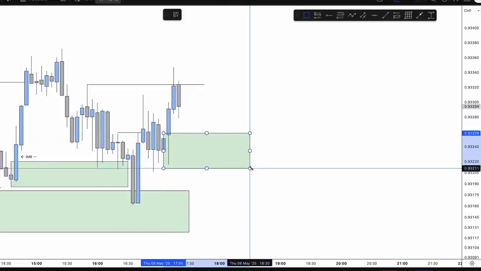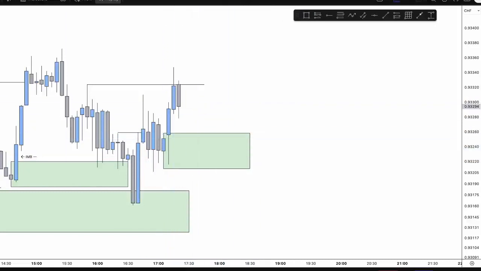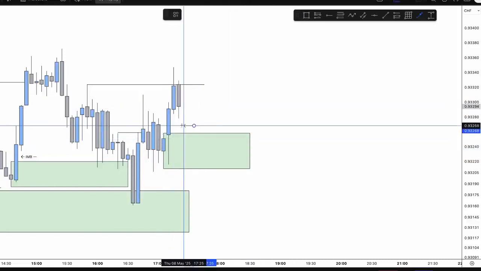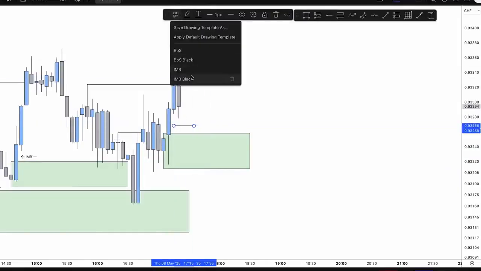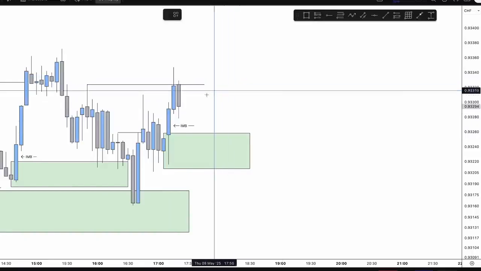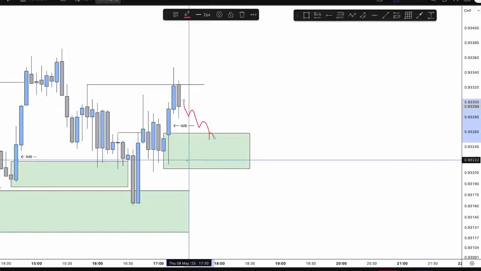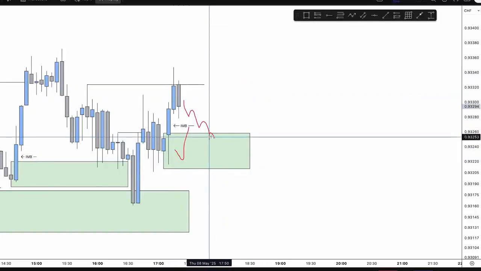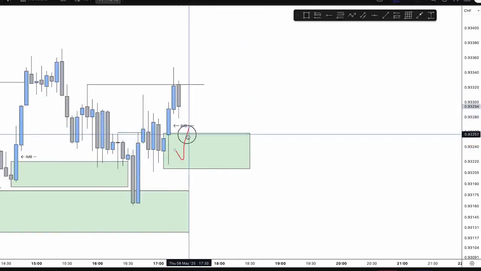I mean, this one here, we do have this little wick that pushes out of it, but what do we still have? This is very important to me. We still have a clear imbalance, okay? And an imbalance like this is very likely to be filled before we start moving into new highs. So with this demand zone still having imbalance, I'd be happy to use this for my buying opportunity.